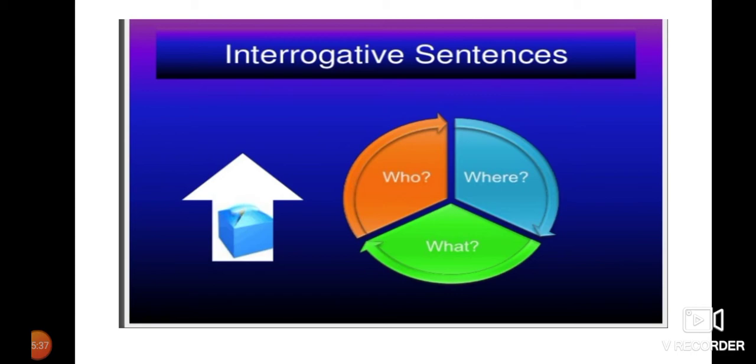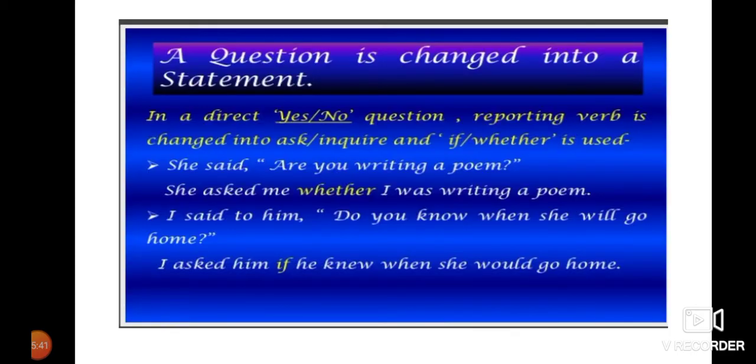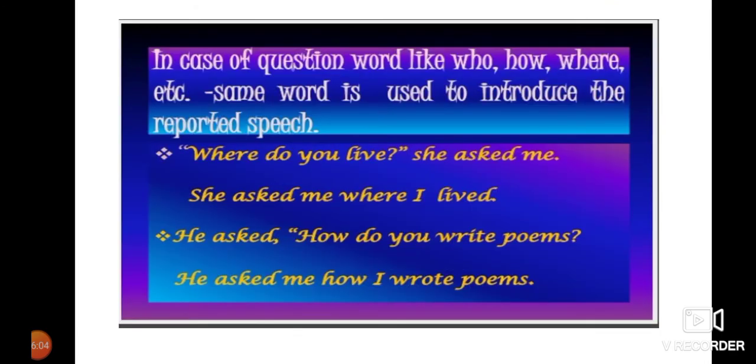Now, how? There will be change in the interrogative sentences. A question is changed into a statement. In a direct yes or no question, reporting verb is changed into ask, inquire, and if or whether is used. She said, are you writing a poem? She asked me whether I was writing a poem. I said to him, do you know when she will go home? I asked him if he knew when she would go home.